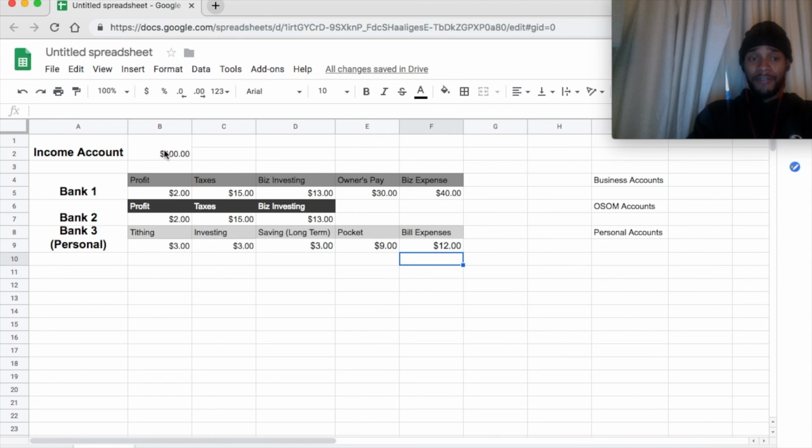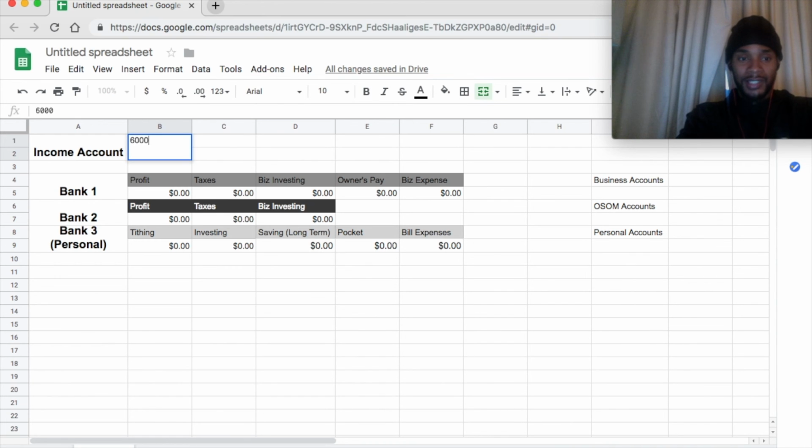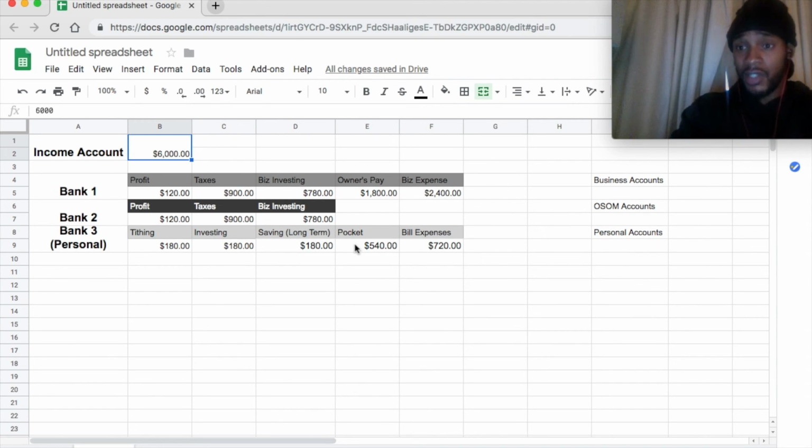Now, say for instance, if you're in the real estate game and you're closing on a deal and you're getting $6,000 off of that one deal. So we get $6,000 coming into that one deal. Boom, you set it up that easy. You go ahead and type it in. You know how to position yourself, and you position this into your bank accounts. But this chart here is just to calculate where it needs to go. So you get that $6,000 from that one deal that comes in.